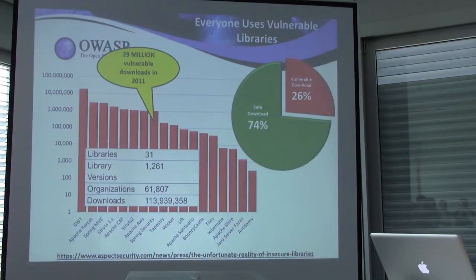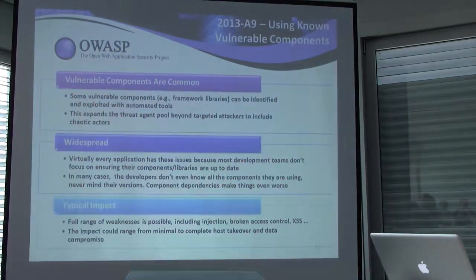You can't tell people to predict the future and avoid things because they're going to be broken in the future, because you never get anything done. But to download known vulnerable things today is a problem. We need to address that. So that's why we added A9.